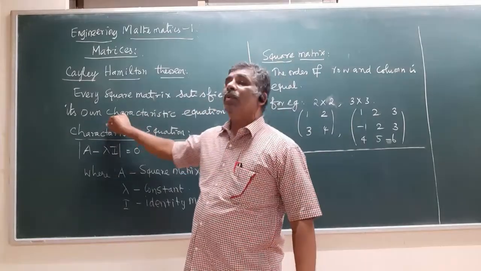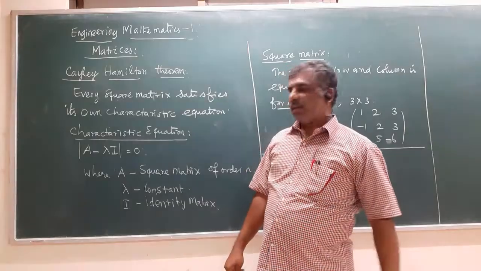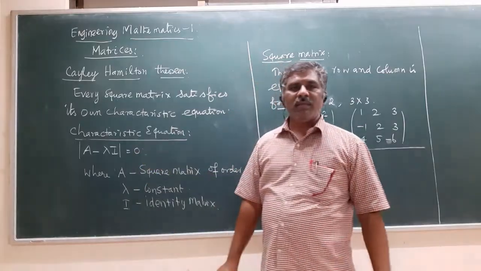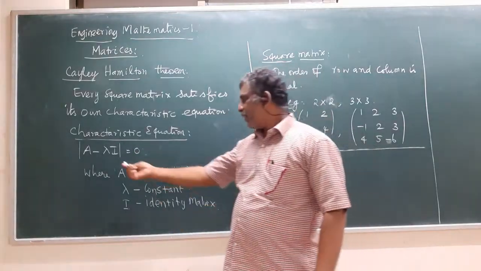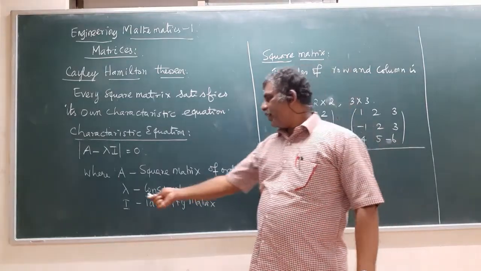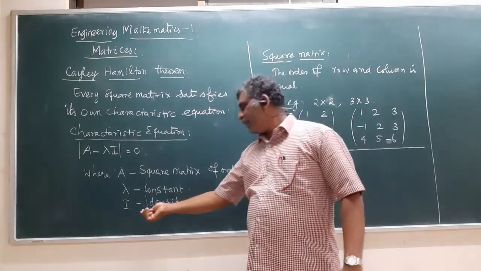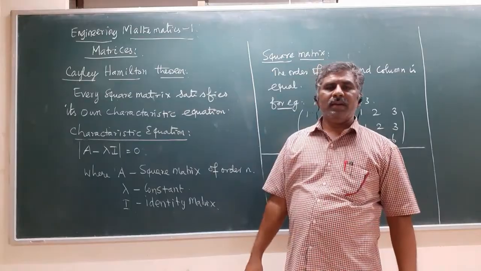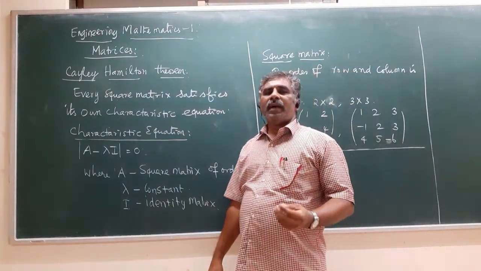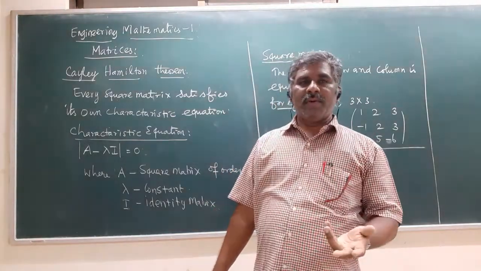Satisfies its own characteristic equation. What is called the characteristic equation? The characteristic equation is defined as determinant of A minus lambda I equal to 0. What is A here? A is the square matrix of order n, lambda is the unknown constant we are going to find, and I is the identity matrix. How to write the characteristic equation? We start with the minimum order, the 2 by 2 matrix.